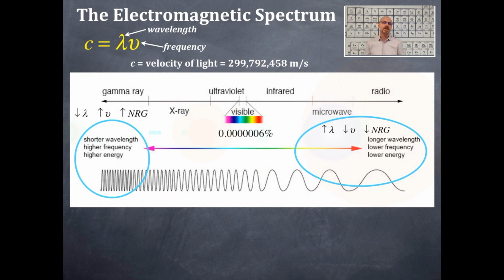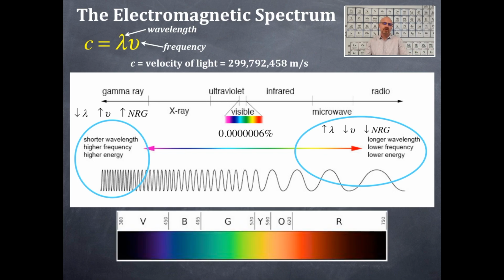The visible region only accounts for a very, very small percentage of the entire electromagnetic spectrum. So it's very, very small. And here is the visible region expanded out. One thing that I want to note here is that the intensity of light is the amount of light that you're getting, and that is the number of particles that you're receiving. So the more particles, the more intense that light is.